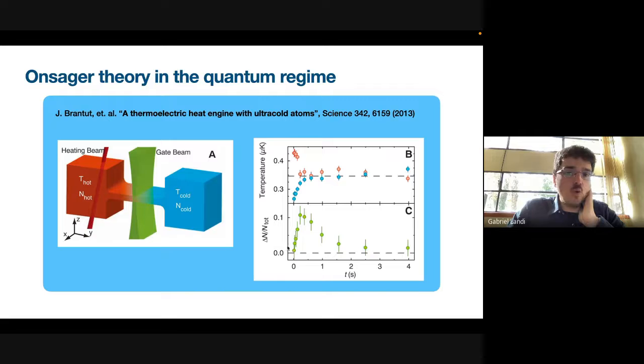And this is the flow of particles. You can see that initially there's a large flow of particles, and then eventually this stops. So the two systems also thermalize to have the same particle numbers. This is a very nice illustration of how we can take that Onsager idea and export it to a very microscopic and very quantum setting.